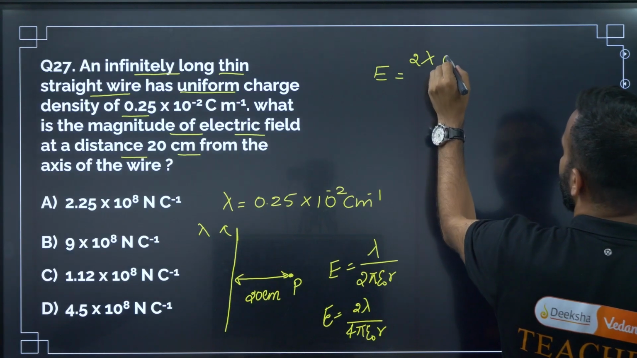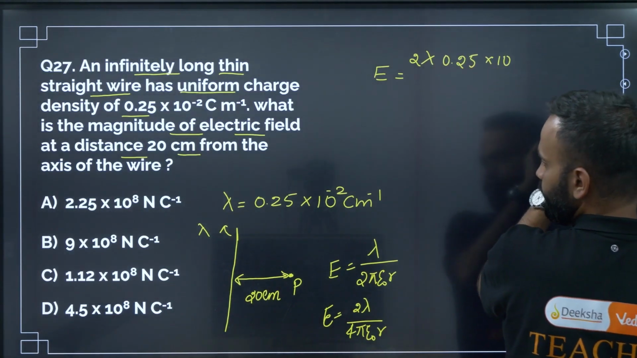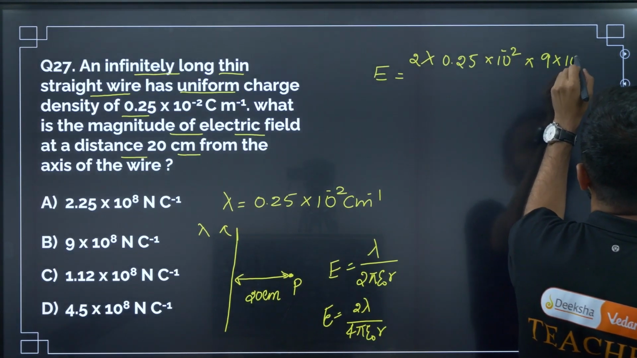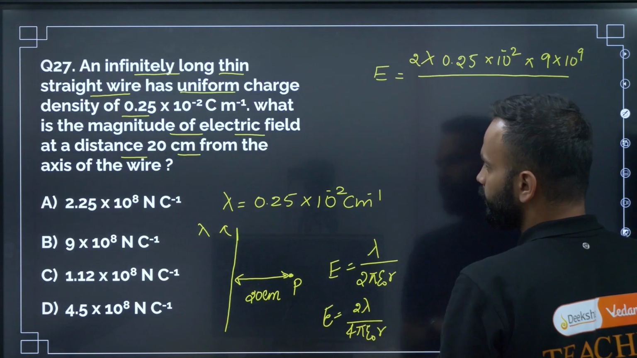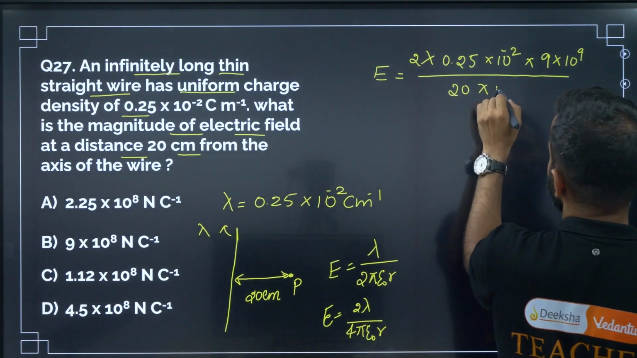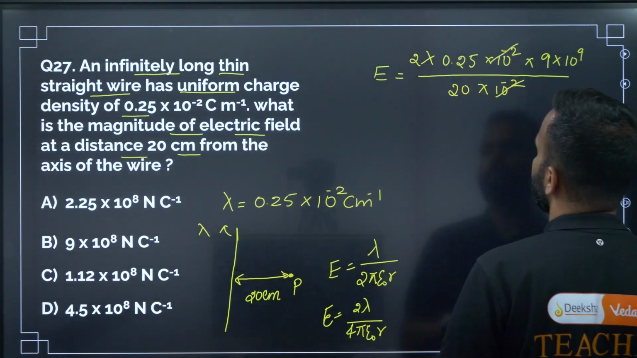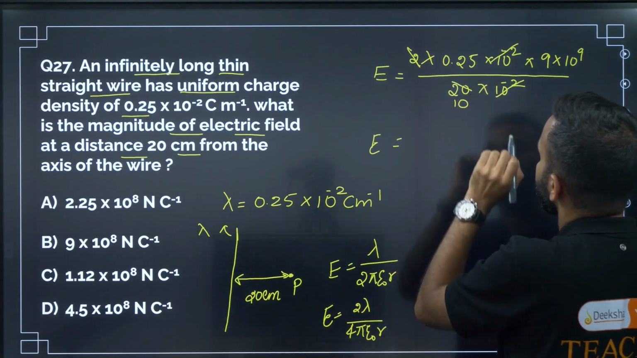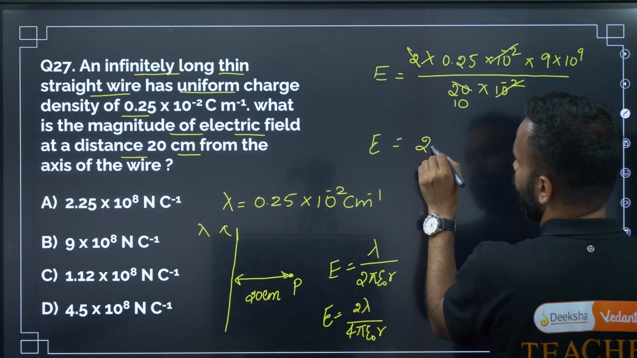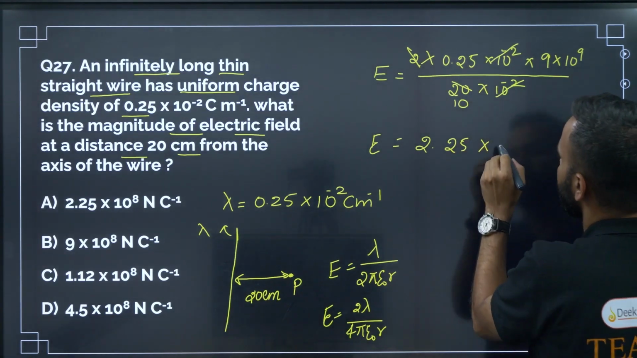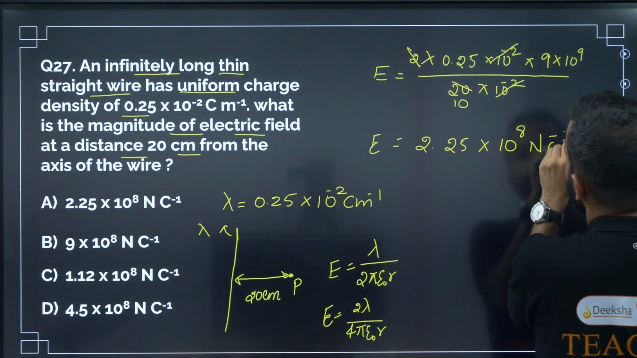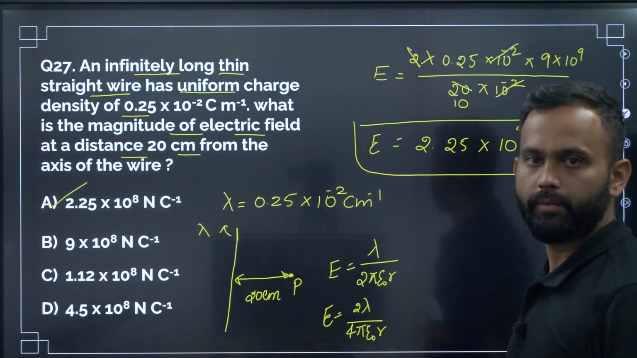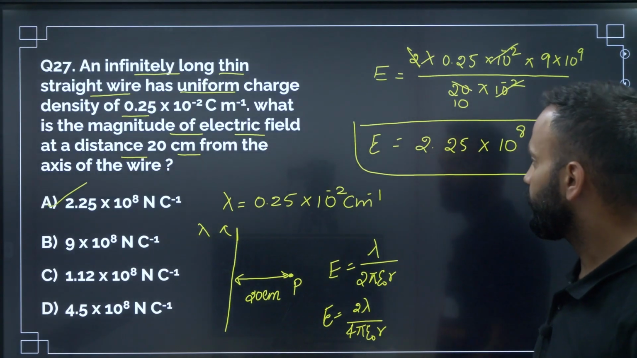So now the electric field E is equal to 2 into lambda, where lambda is 0.25 into 10 to the power minus 2 coulomb per meter, into 1 by 4 pi epsilon naught, which is 9 into 10 to the power 9, divided by r. r is 20 centimeter, that is 20 into 10 to the power minus 2. So 10 to the power minus 2 cancels, right? Now 2 by 20 is 1 by 10. Now 9 into 0.25 is 2.25. So 2.25 into 10 to the power 9 by 10 is 10 to the power 8. That is 2.25 into 10 to the power 8 newton per coulomb. So option A is the correct answer. Understood? This one is also a direct formula based question.